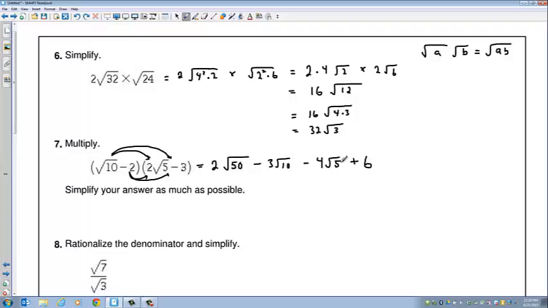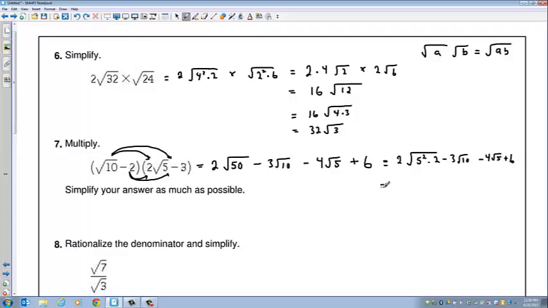You can't simplify root 5, because you can't write 5 as a perfect square. You can't simplify 10, because you can't factor it in terms of any sort of perfect squares. But 50 you can, because 50 is 25 times 2. So realize that this is equal to 2 times the square root, and 50 is actually 25, which is 5 squared, times 2. And then you copy down the other stuff because it's the same. So 3 root 10 minus 4 root 5 plus 6.